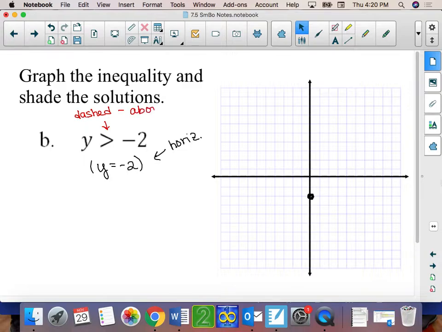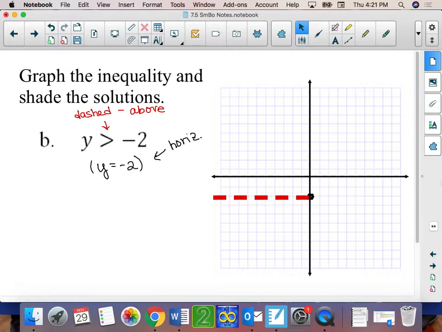So we're going to shade above. Okay, so here's my point. And then I'm going to graph my line through it here. Let's see if I can. Here we go. And I want my line to be dashed.